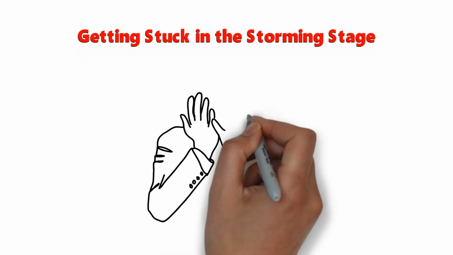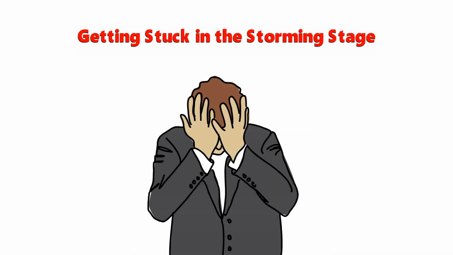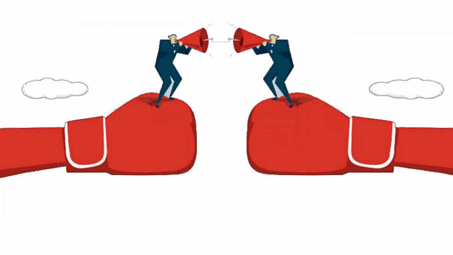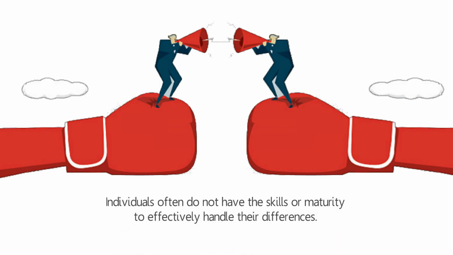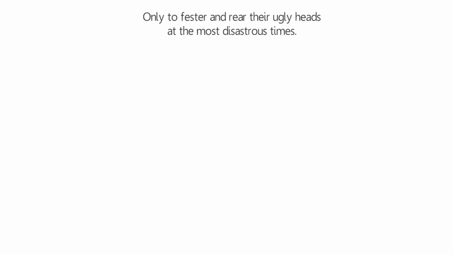Getting stuck in the storming stage. Keep this in mind. Most of the problems with teams are where teams get stuck in the storming stage. Conflicts are continually flaring up because individuals often do not have the skills or maturity to effectively handle their differences. These differences are either perpetual open sores, or they are swept under the carpet, only to fester and rear their ugly heads at the most disastrous times.